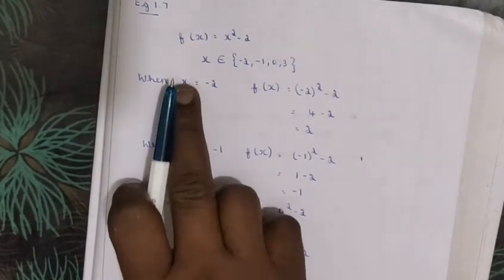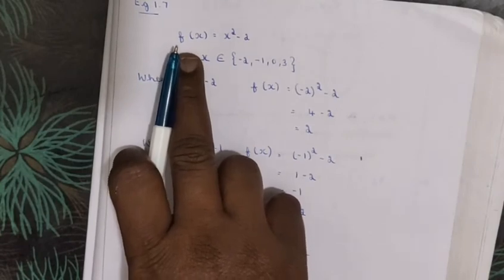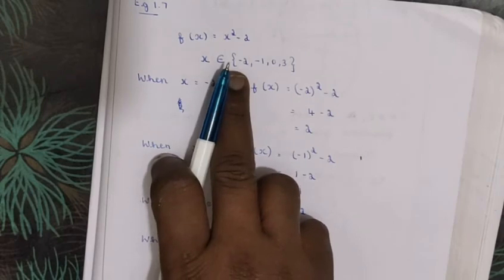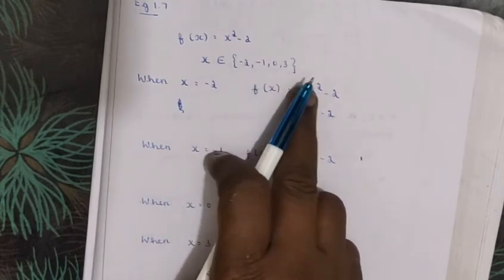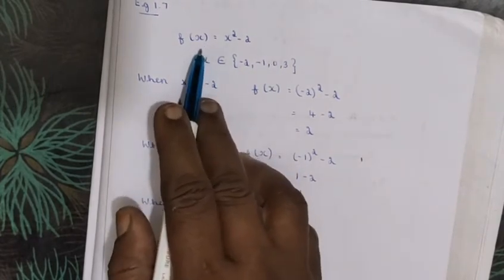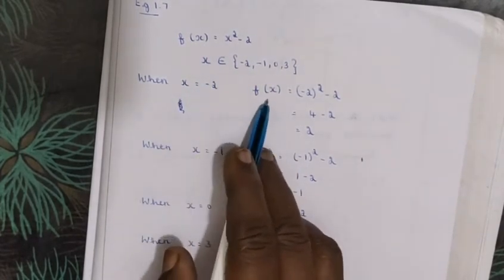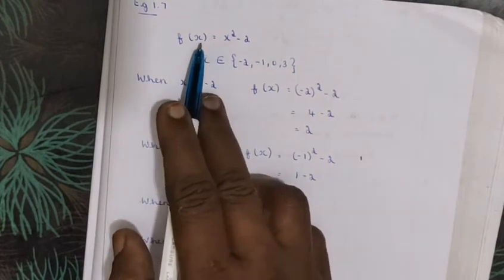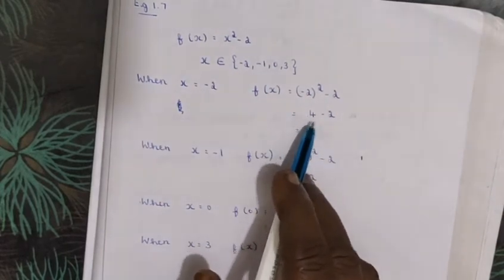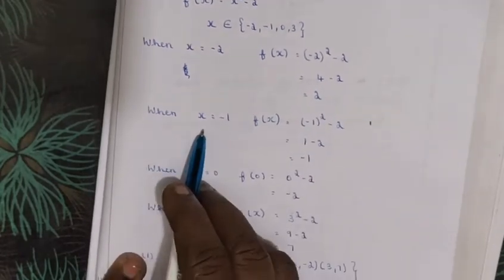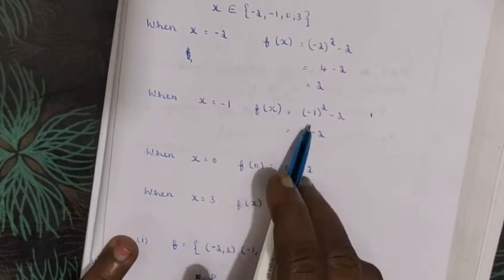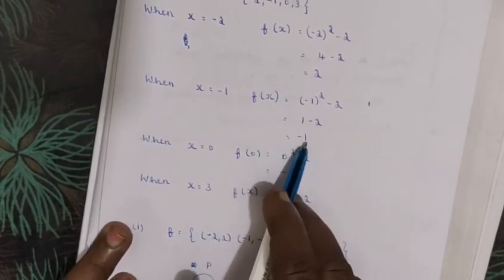Example 1.7. So they have given us f(x) equal to x squared minus 2, and also x belongs to the set {-2, -1, 0, 1, 3}. So for all the values of x, we have to find f(x). So when x equal to minus 2, f(x) equal to, in the place of x, we have to substitute (-2) the whole squared minus 2, that is 4 minus 2, 2. And when x equal to minus 1, f(x) equal to (-1) the whole squared minus 2, that is 1 minus 2, that is minus 1.